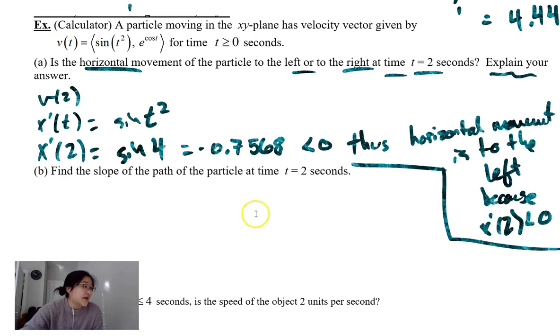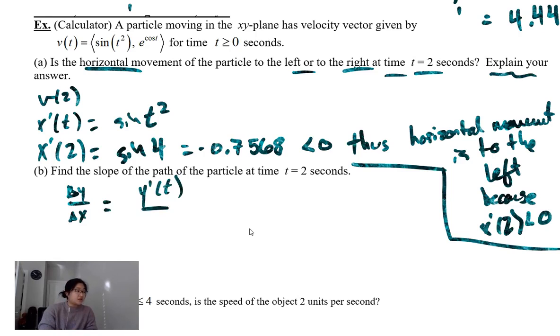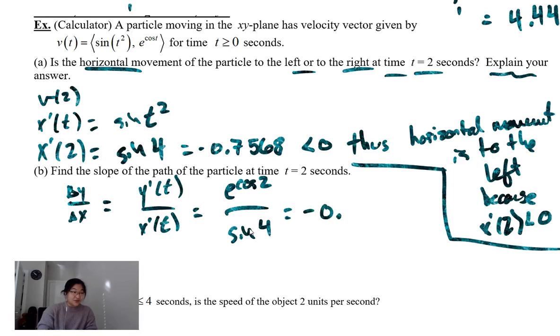How are you going to find the slope of the path of the particle? That's going to be our change in y over our change in x. And so that's going to be y prime of t over x prime of t at time t equals 2, which is e to the cosine of 2 over sine of 4, and that's, on the calculator, negative 0.8715 stuff. And so that's going to be our slope.